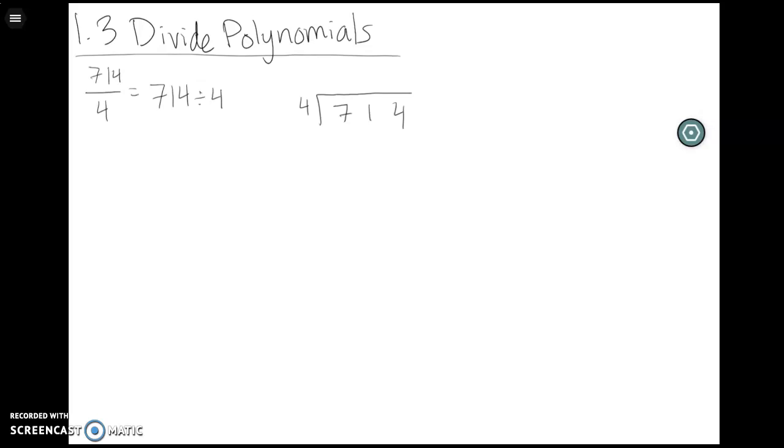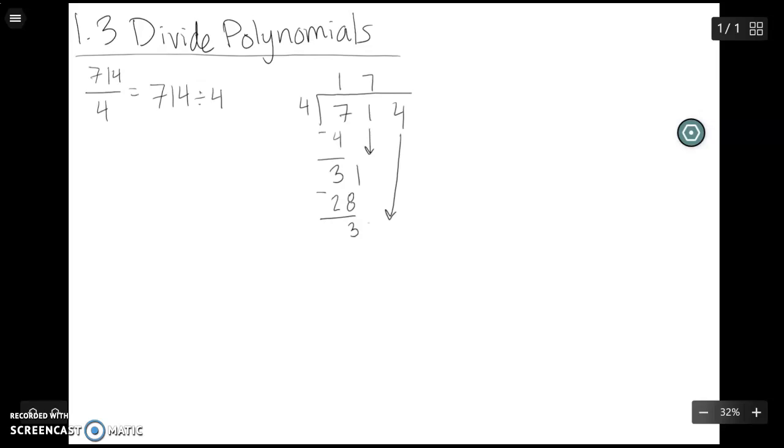So if I am dividing by 4, then I first see how many times 4 goes into 7. 4 goes into 7 one time. Then I do 4 times 1, which is 4. And then I subtract, 7 minus 4 is 3. Then I bring this 1 down. Then I say, okay, how many times does 4 go into 31? That's 7 times. 7 times 4 is 28. Subtract those. I get 3.